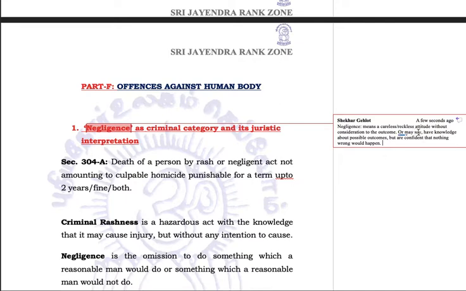It is a careless or reckless attitude without consideration to the outcome, or we may also say it is a careless or reckless attitude where we have knowledge about possible outcomes. We have knowledge that due to our reckless attitude this may happen, but we are confident that nothing would happen and we would handle it. Like the case of rash driving.